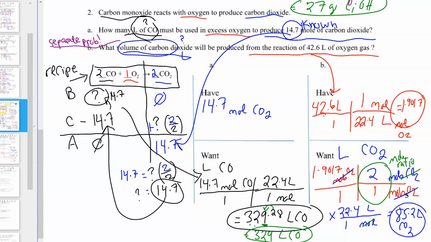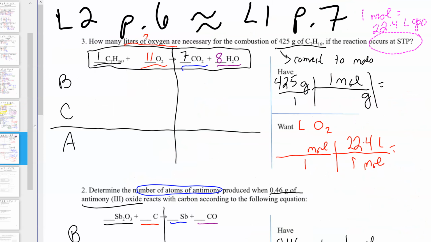Let's go to the next page. Got a couple more problems over here. So level 2 chem, this is your page 6. Level 1 chem, this is approximately your page 7. We may have made a couple changes, so either swap them out and follow along with the video or check the PDF I'm going to post.